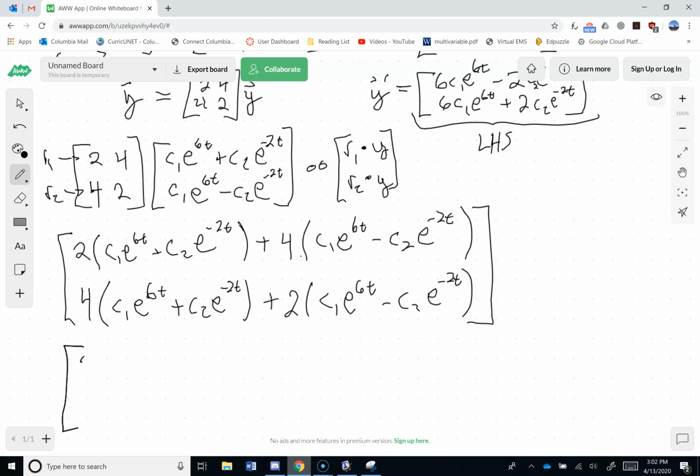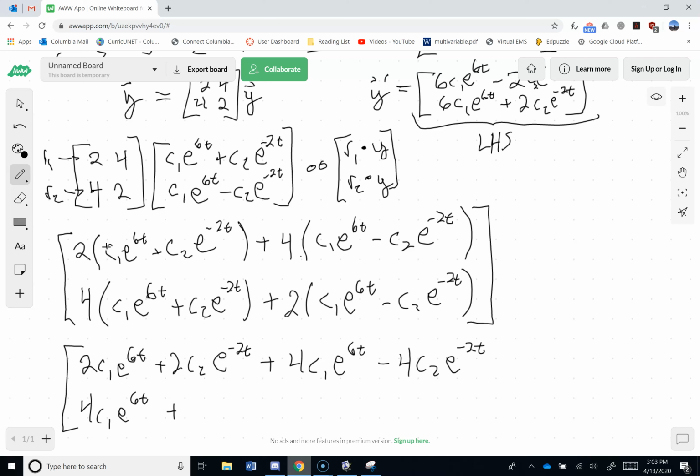Good. So I'm going to get 2c1 e to the 6t plus 2c2 e to the minus 2t plus 4c1 e to the 6t minus 4c2 e to the minus 2t, and 4c1 e to the 6t plus 4c2 e to the minus 2t plus 2c1 e to the 6t minus 2c2 e to the minus 2t. Okay, then what?